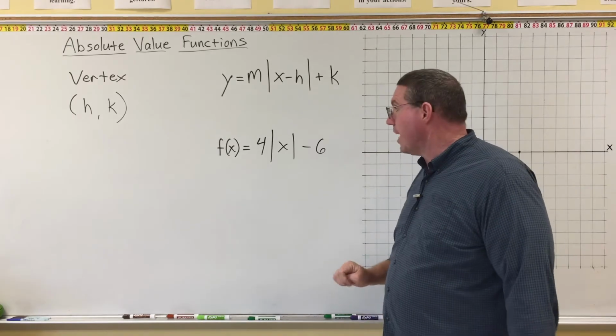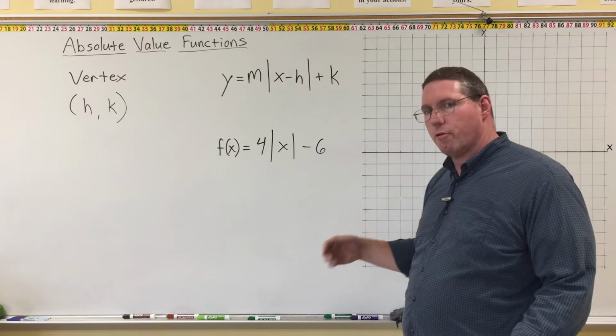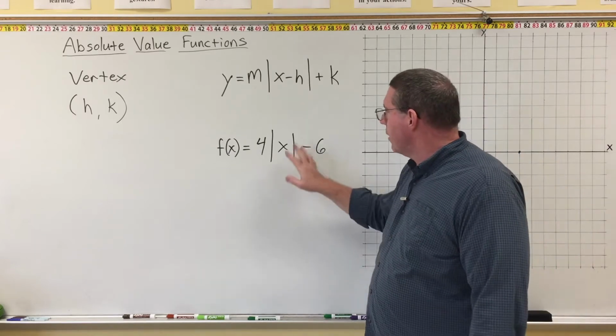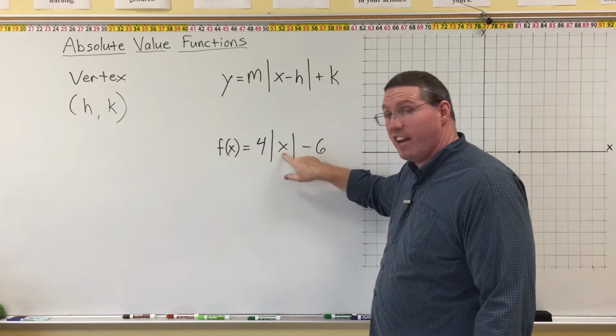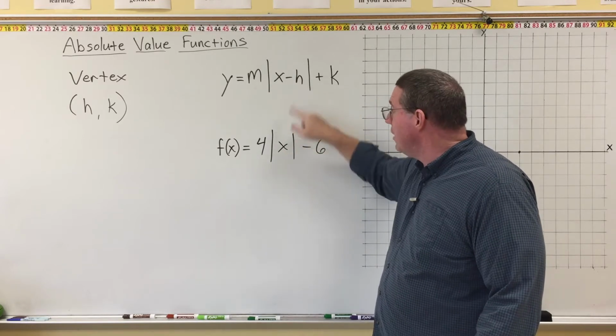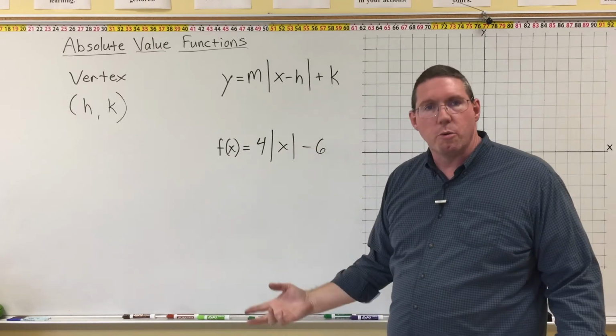All right, let's just try one more. All right, last vertex. Okay? Here's our absolute value function. Again, I'm sort of messing with you. You're like, hey, this doesn't look like that because this says x minus a number and this is just an x. Well, that just means that h is 0 because x minus 0 is equal to x.